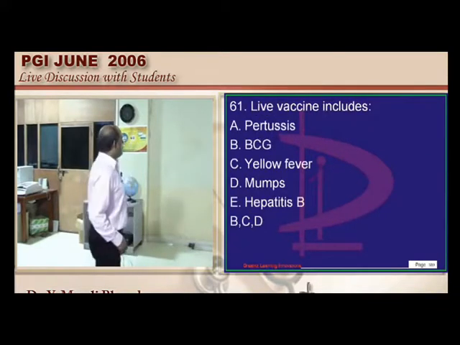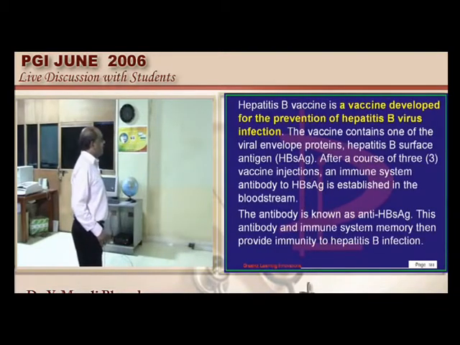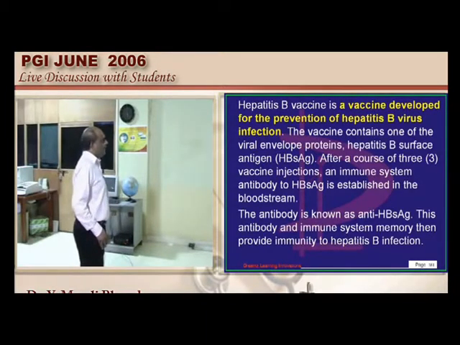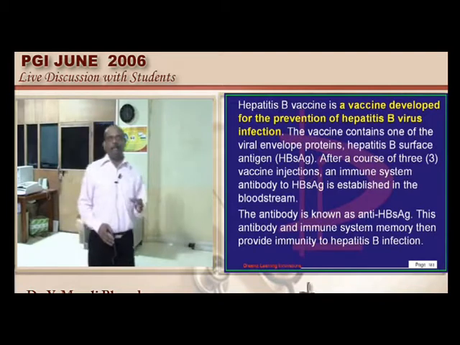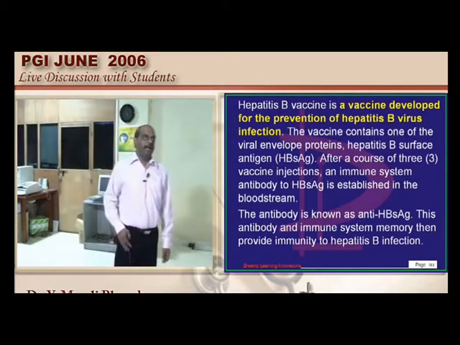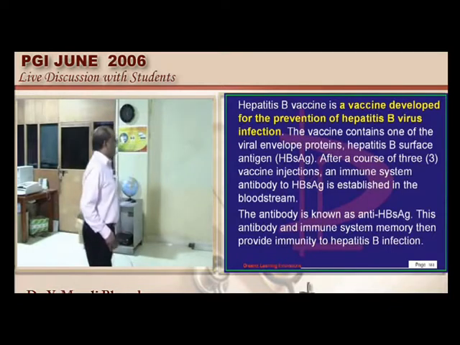Which is a live vaccine, doctor, among them? BCG, yellow fever and mumps, but not hepatitis B and pertussis. Hepatitis B contains the viral envelope protein, surface antigen. So that's the reason it is not a live one, it is rather a killed one.